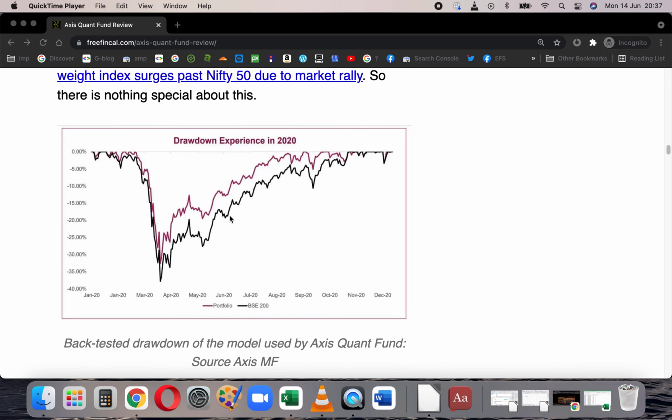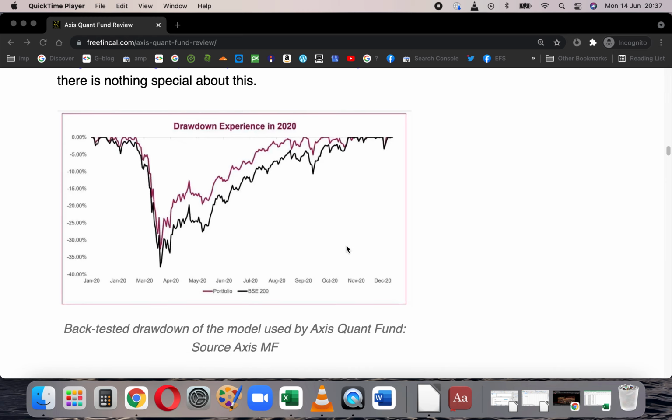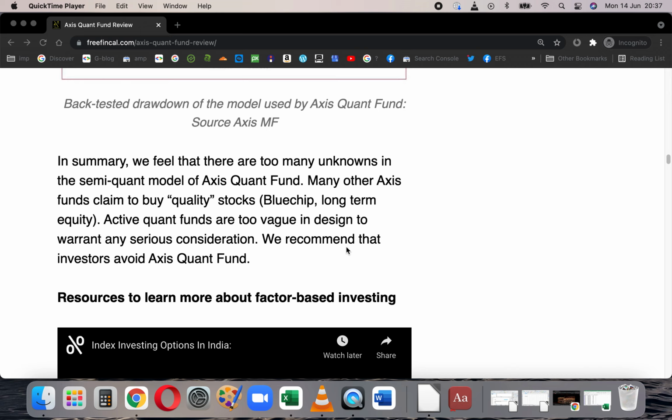So these things, there's really nothing compelling for investors to even keep it on a watch list. See, people will say NFO, don't buy, but at least you can keep it on a watch list. Even for that, I don't think this fund warrants any attention.